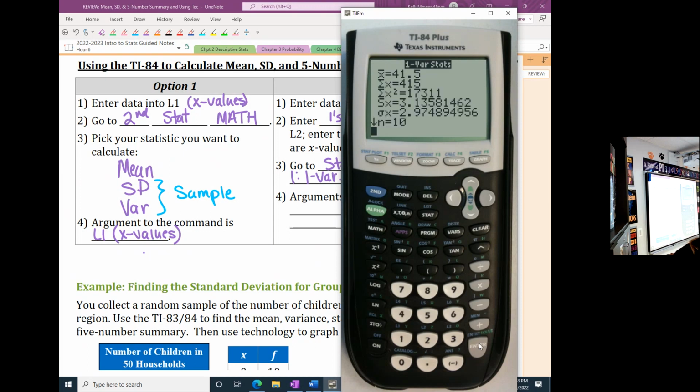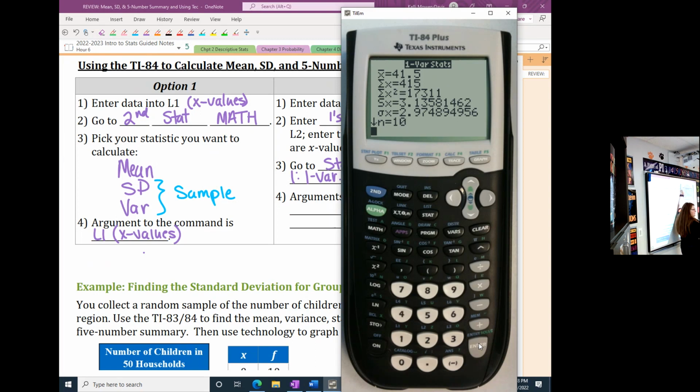And then I'm going to go to calculate. And notice there is a down arrow. That means there's more data. Let's break down what we're looking at. One variable stats. What's this that just gave me? That's the mean, X bar. It doesn't matter if it's X bar or mu because it's calculated the same way. So it's just going to call it X bar, but it's the mean.